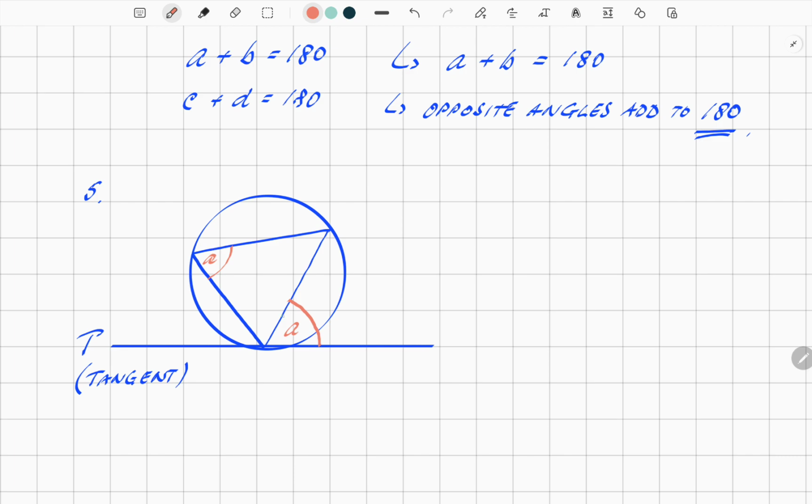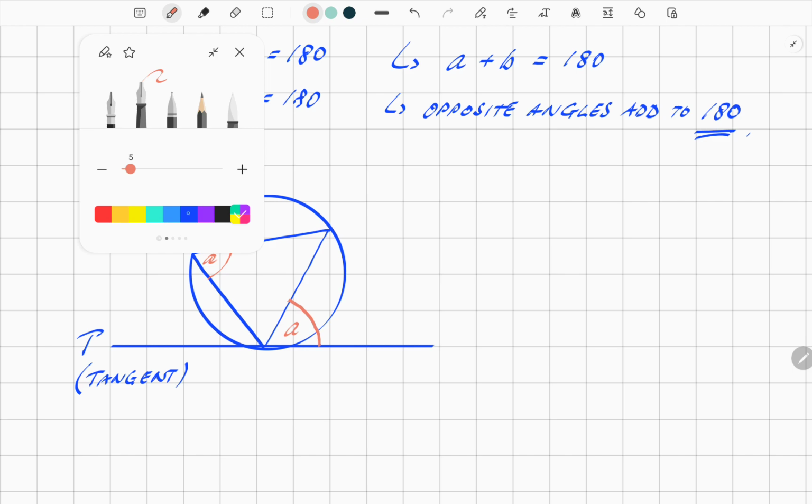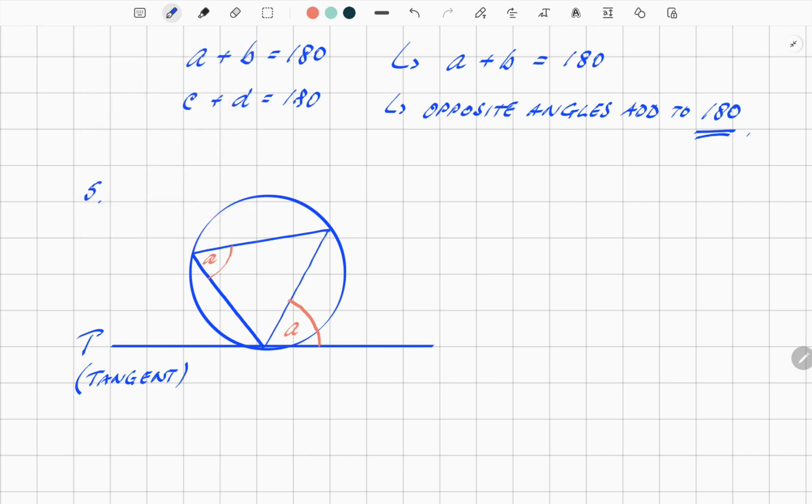Now, this one takes a little explaining. First of all, I'll write out the name of it. Do you remember what that theorem's called? It begins with an A. Okay. Alternate segment. Alternate segment theorem.